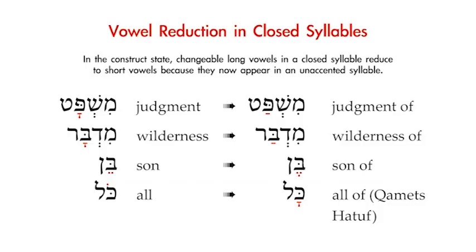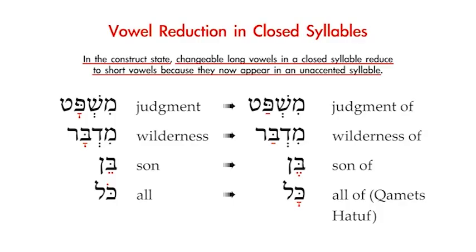First, we're going to begin with vowel reduction in closed syllables. Here's the rule. In the construct state, changeable long vowels in a closed syllable reduce to short vowels because they now appear in an unaccented syllable. Here's what happens. When a word surrenders its accent, closed accented syllables now become unaccented. Now a closed accented syllable takes a long vowel, but a closed unaccented syllable takes a short vowel. So there's going to be a slight shift in the spelling of a word, and this shift is going to confirm for you that the noun is in the construct state.